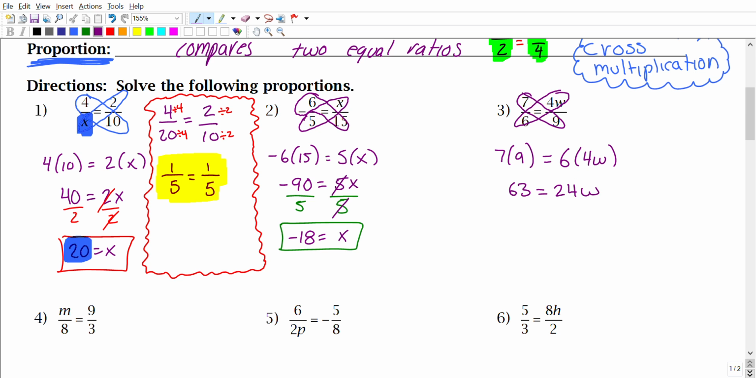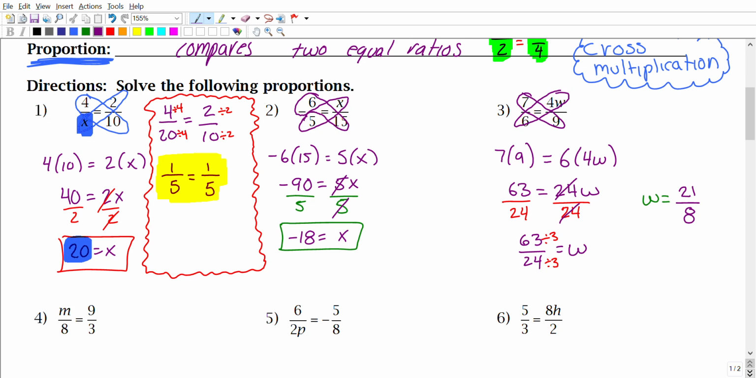Now, if I go ahead and divide out 24, see, these cancel out, so I get w equals 63 over 24, but I believe I can reduce that a little more. So off to the side here, I'm going to write w equals, let's see, what do those two have in common? I think they have a 3 in common, so if I divide them both by 3, we get w equals 21 over 8.